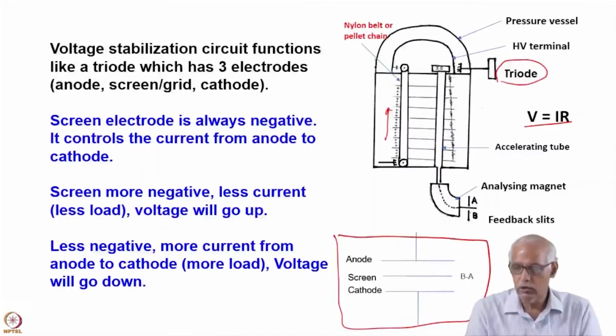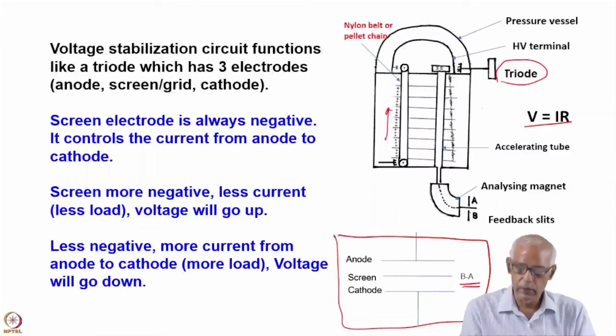In any triode system, you know that the load or the current flowing from anode to cathode depends on the voltage on a screen, and normally the screen is negatively charged, negative voltage is applied. So what we do is modulate this screen voltage with respect to anode and cathode from the beam which is falling on the feedback slits here, you can see.